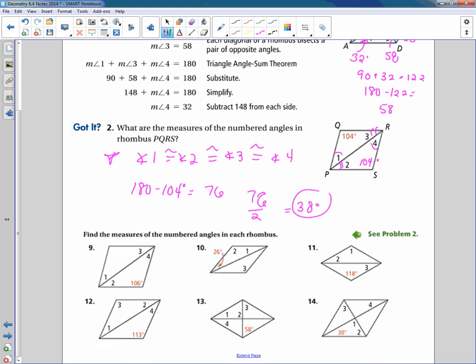Okay. For your classwork, homework, or practice for this section, you will do 9 through 14. I'll pause for just a second so you can complete 9 through 14 from section 6.4.